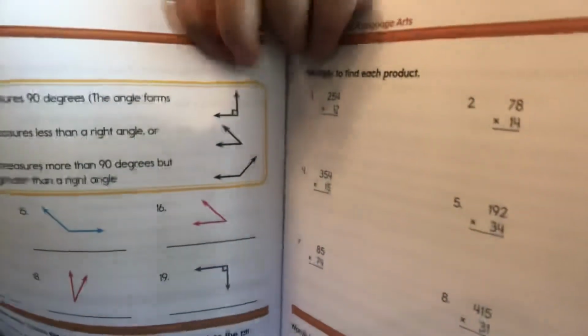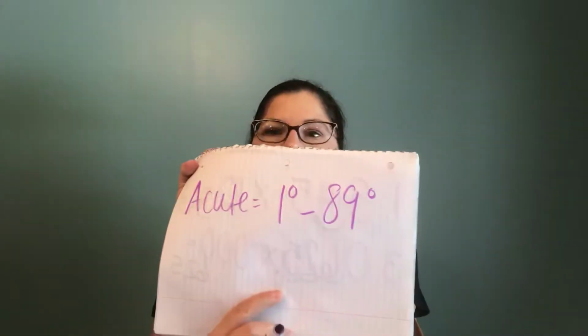The next part we're going to look at is right angles. An angle that measures 90 degrees is a right angle that has that little square. We've talked about that before. Now, acute angles are angles that measure less than a right angle, so less than 90 degrees. So from 1 to 89 degrees, that's acute. So I'm gonna write that down for you. So acute equals 1 degree to 89 degrees.